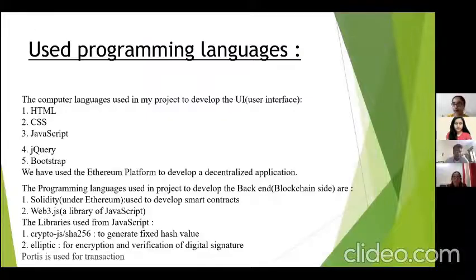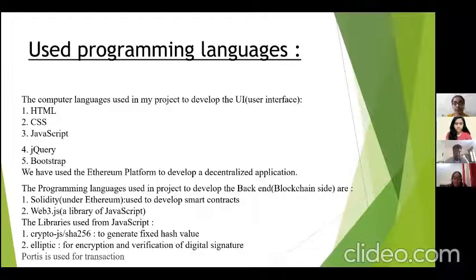Next slide, please. So the programming languages we use to develop the front-end part, that is the user interface, are HTML, CSS, and JavaScript, along with jQuery and Bootstrap. We have also used the Ethereum platform to develop a decentralized application. And for the backend part, that is the blockchain side, we have used Solidity under Ethereum, which is used to develop the smart contracts, and Web3.js, which is a library of JavaScript.